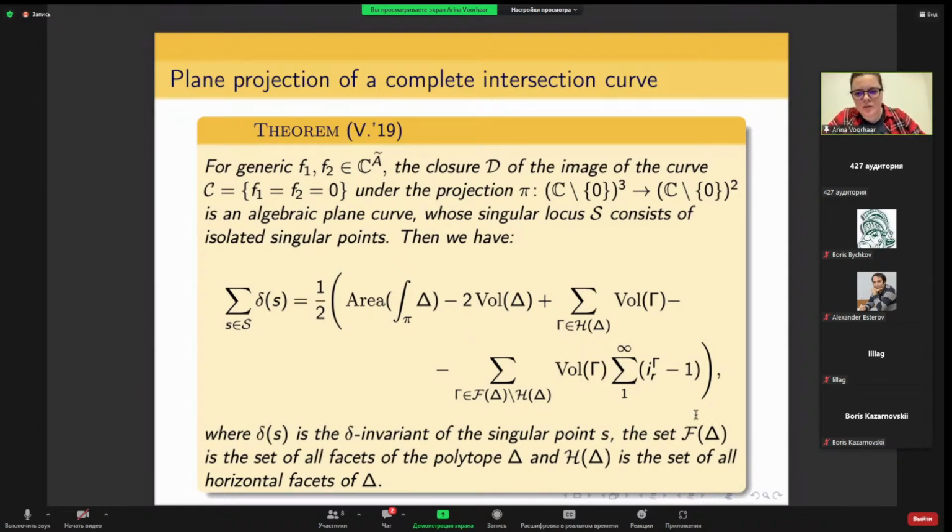Where these are the contributions of the singularities at infinity, with these sequences I gamma for all non-horizontal facets of the polytope delta. Here is the sum of areas of horizontal facets. They play a different role in the story. Here is twice the volume of delta, also computable. And this one we didn't meet, just treat it as a black box. It's just the Newton polytope of the curve D.